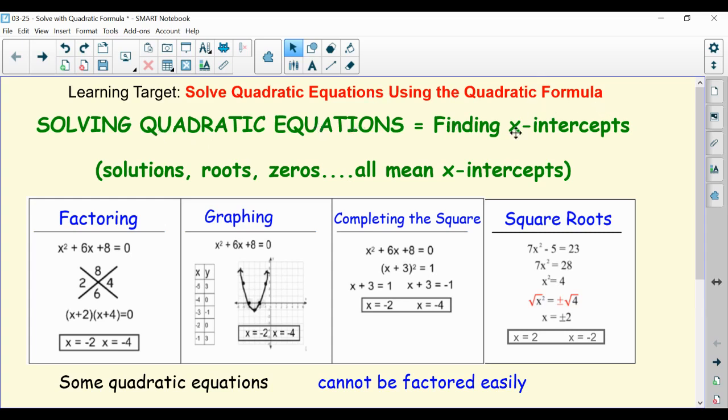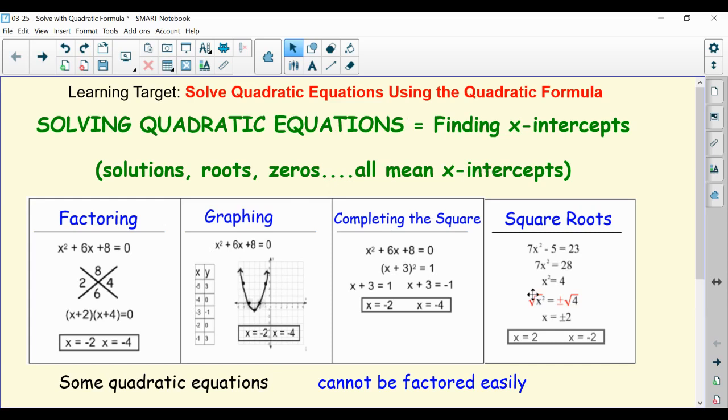So one of the things we need to know about x-intercepts is that they also have a few other names: solutions, roots, zeros. You may have problems that ask you for any of these terms. They're all just referring to the x-intercepts. This is an important thing right here in green that you should have written down.